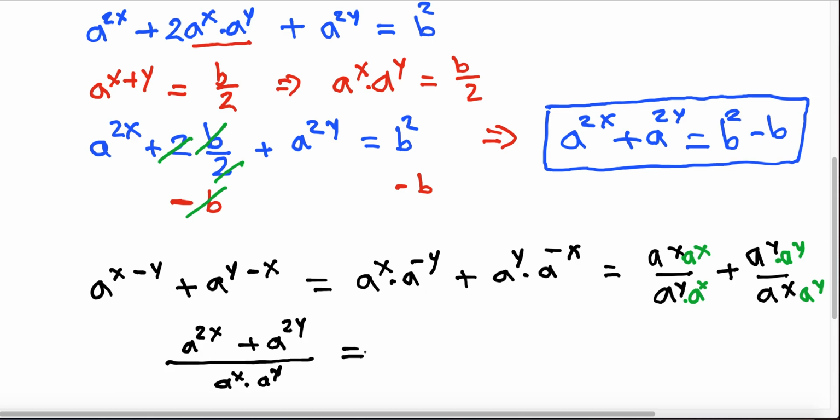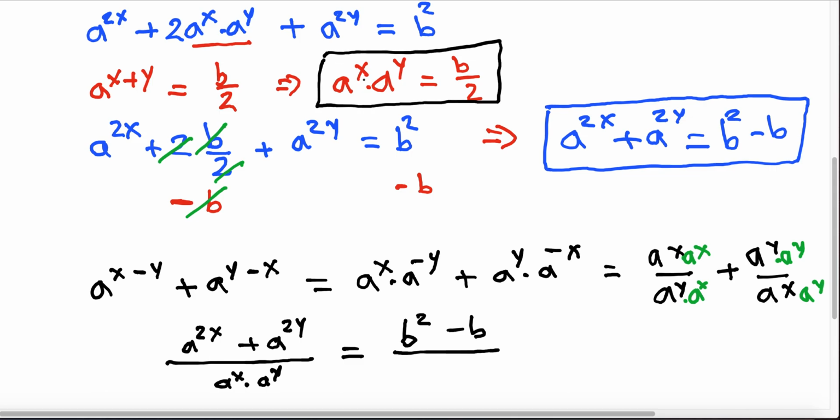But what is this equal to? As we see here on the top numerator, we already have a^(2x) + a^(2y) in this blue box, which happens to be b² − b. So I'm going to substitute b² − b. On the other hand, instead of a^x times a^y, I have the other equation, which is here, so I'm going to frame a^x times a^y is b/2.